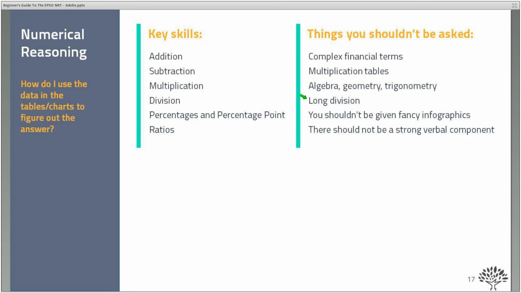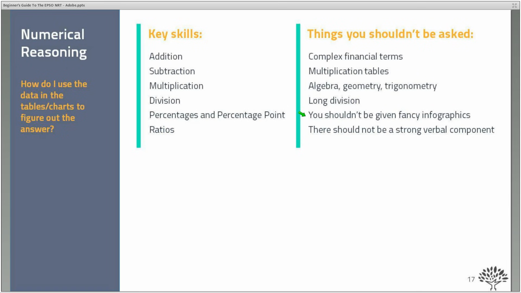Long division. Now, from time to time, you might have to do some division, but you will have that calculator to hand. Or you'll be able to estimate to get those values smaller, or you'll just not have huge long numbers to divide. But learning how to actually do long division by hand, and long multiplication actually, is unlikely to be beneficial. You're not going to be given fancy infographics, so the sort of basic charts and tables I show you are going to be about the extent of complexity.